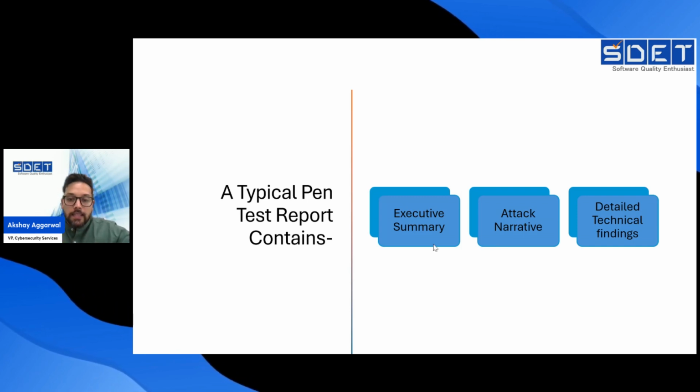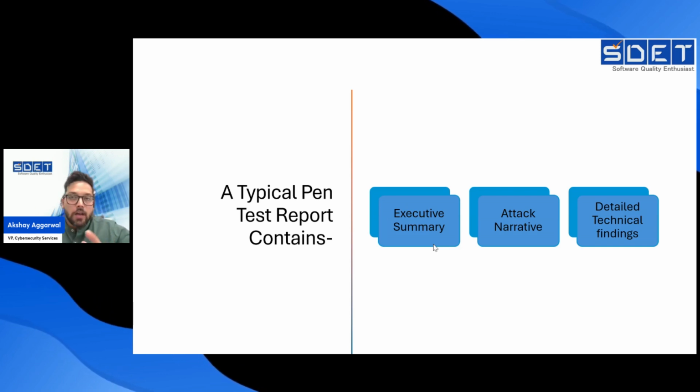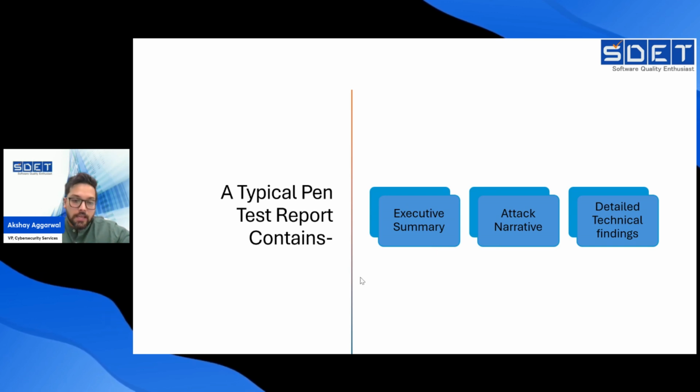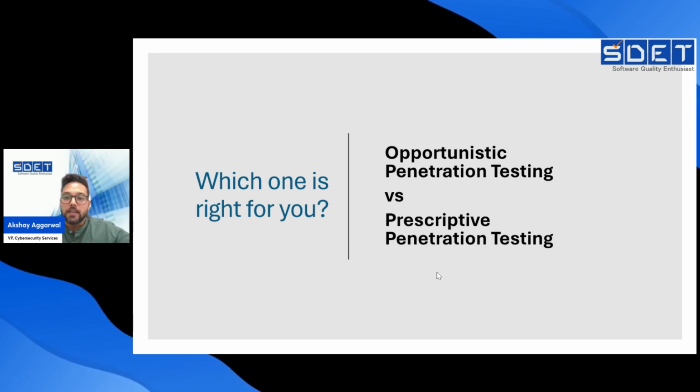So that's pretty much what a typical pen test report looks like. This is where these findings are. This was an intro to penetration testing, the kind of process that we follow, right? Now, I want to take a minute here about opportunistic versus prescriptive pen testing.